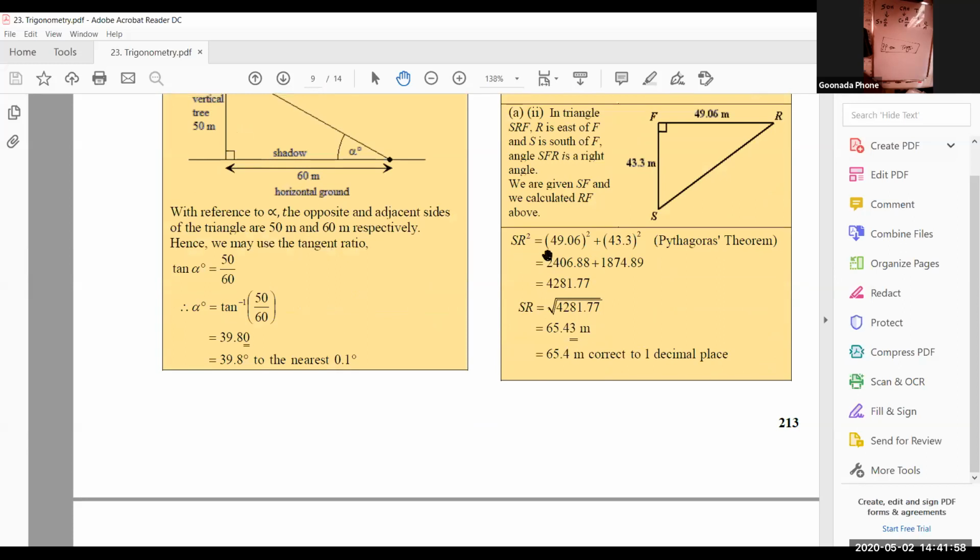So the square of the hypotenuse is equal to the sum of the squares of the other two sides. So of course we square this and we square this and we'll get this answer here. And to get rid of the square, we have to find the square root. So we find the square root of the side. What you do on one side, you have to do on the other side. Okay? So we will end up getting 65.43. And if you want to write it correct to one decimal place, it's 65.4 meters.